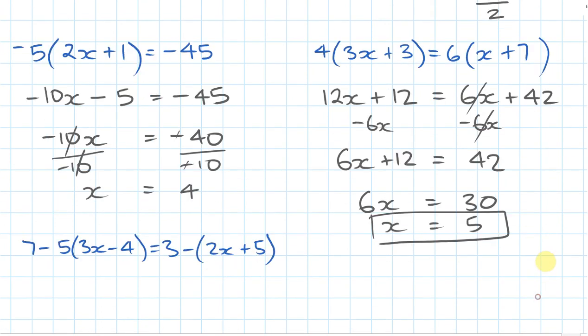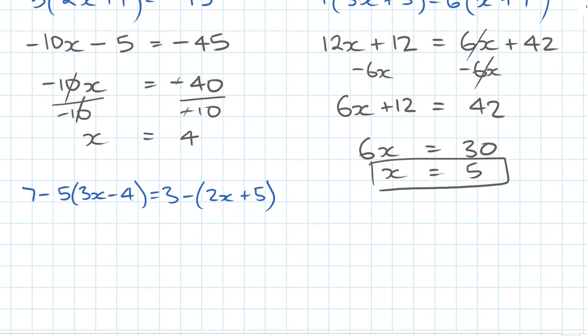Okay, last equation, this would be for excellence. Again, I've got a couple of sets of brackets on both sides of the equal sign, so I'm going to expand those. But what I also have is 7 minus this whole thing here. So I'm not going to do anything with the 7 yet, but I will expand this part here.